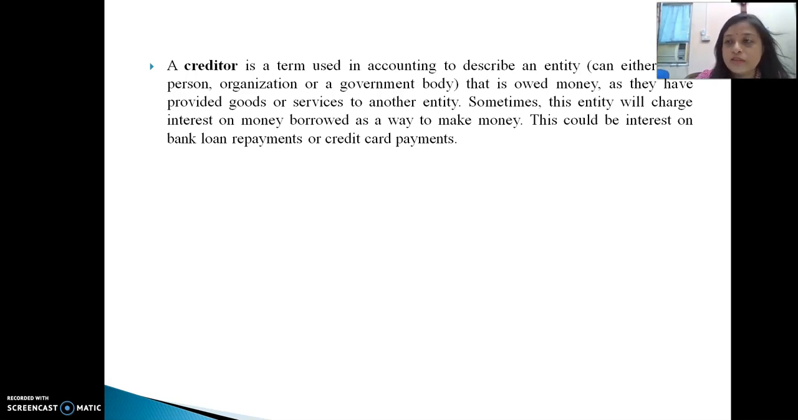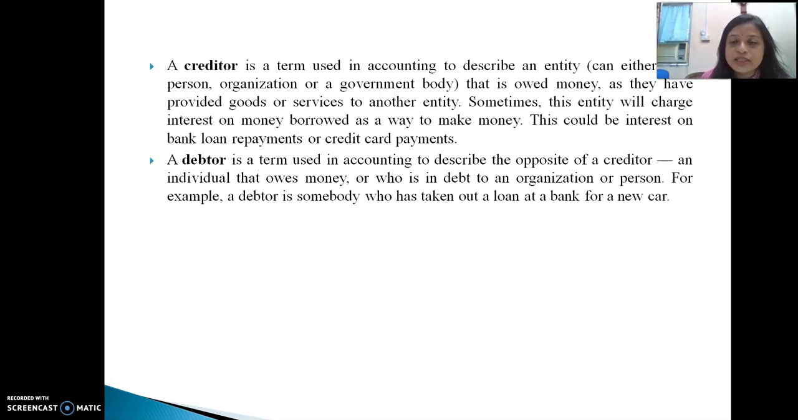In simple words, from the business point of view, a creditor is a person or an organization to whom the business has to pay money in future, as we have to see everything through the eyes of the business. So who is a creditor? A creditor is a person or an entity or an organization to whom the business has to pay money in future. A creditor is a liability.